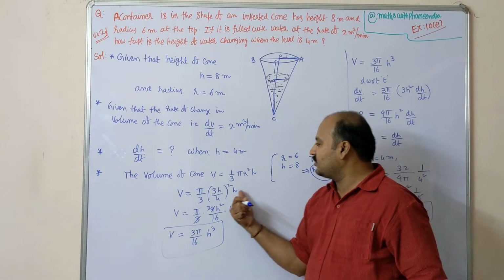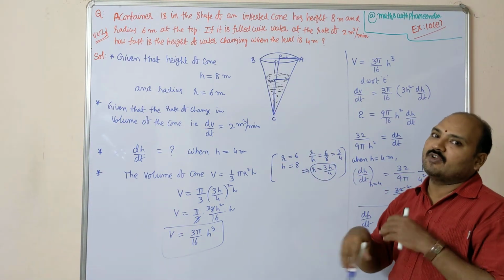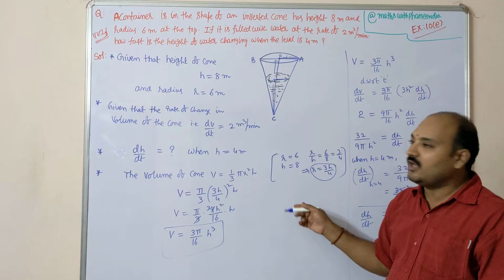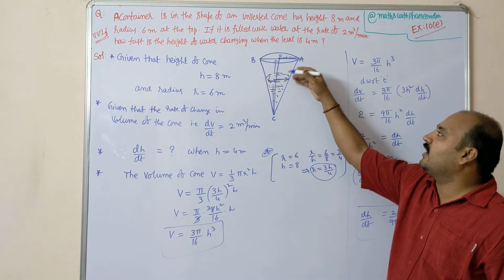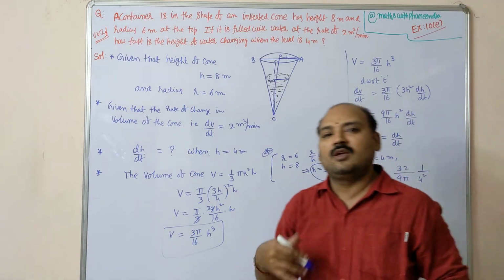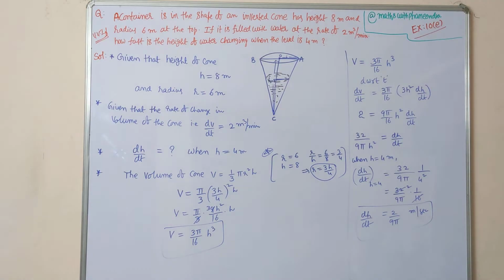Here this is the logic, dear students: find the relation between radius and height and convert everything in terms of height. This is the easy way. Instead of taking similar triangles in the figure, this is the best way. Here also you will get full marks in the exam. We will move on to the next question.